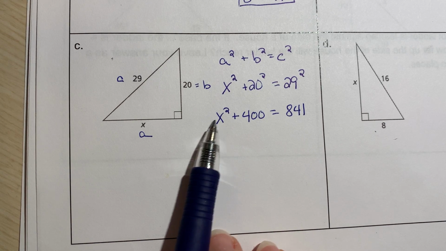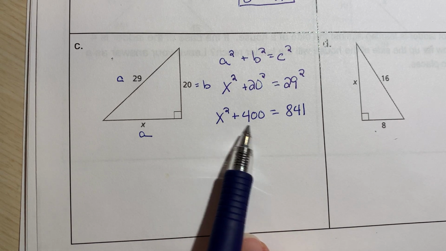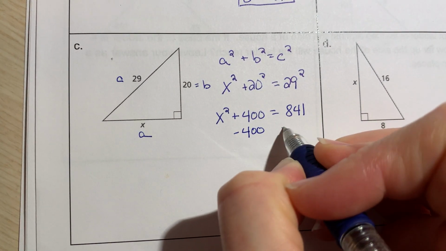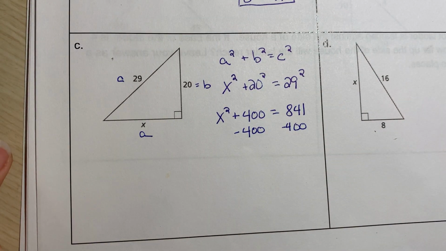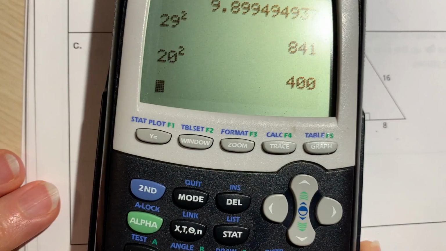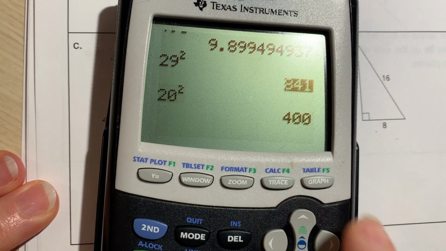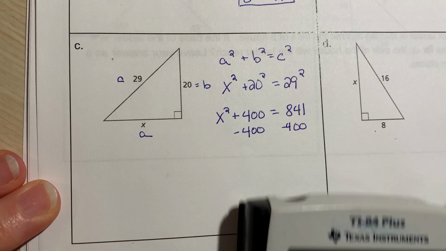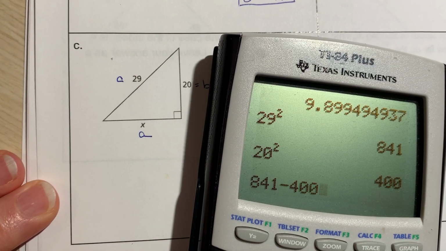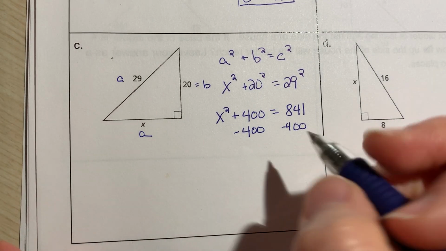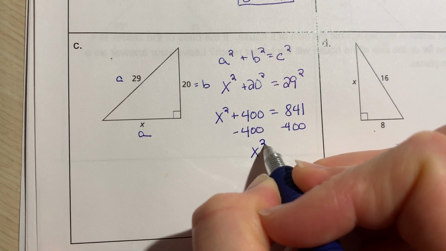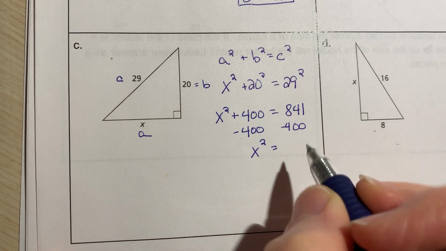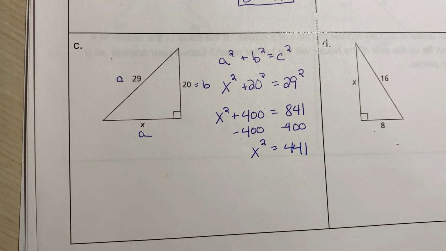So I want to isolate the x all by itself on one side of the equal sign. So to undo plus 400, I'm going to subtract 400 from both sides. Here's a little tip. Actually, I was going to use that 841. That was still in my calculator. So I'm doing 841 minus 400. I was going to tell you, if that 841 is still in your calculator, just hit minus 400. So 400 minus 400 is 0. That's gone. I'm left with x squared on that side of the equal sign and 441 here.